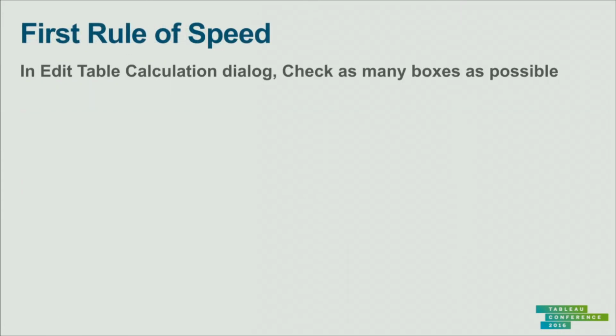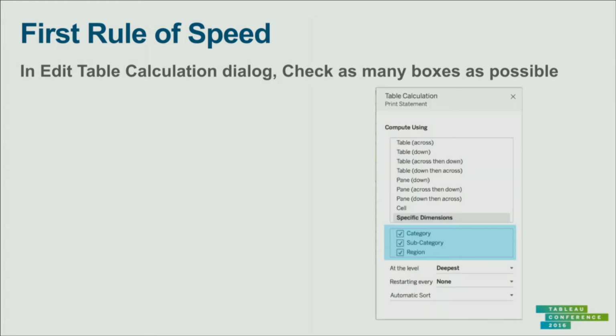So this gets us to what I call the first rule of speed, which is try and send as much data over to Tableau in one call instead of trying to do multiple calls. And this is probably the main thing that slows down workbooks. And how you do this is you open up the calculation dialog, and make sure as many things are checked as possible.